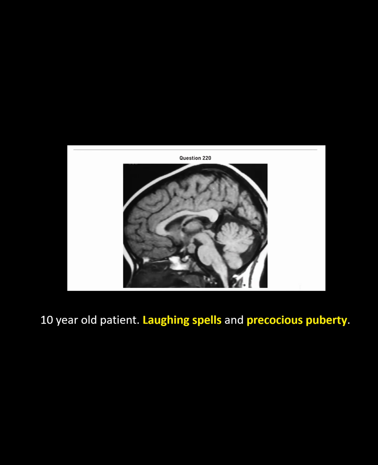So Theodora, 10-year-old, laughing spells and precocious puberty. This is from one of your prior right exams. Tell me what you see over here. Tell me the sequence and tell me what this is, what you see over here, and what the location of it is. So this is a sagittal. Is it T1? Yeah, that's T1.